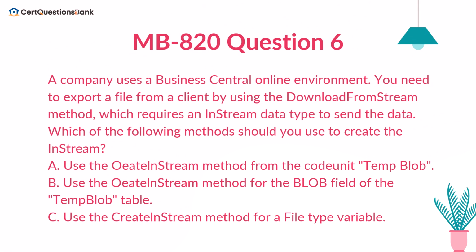A company uses a Business Central online environment. You need to export a file from a client by using the download from stream method, which requires an in-stream data type to send the data. Which of the following methods should you use to create the in-stream?